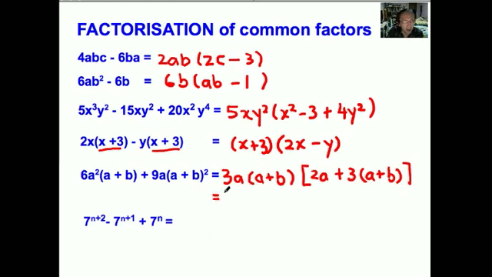We need to simplify this further. By opening the brackets, the round brackets within the square brackets, we have 2A plus 3A, giving us 5A, plus 3 times B, 3B.